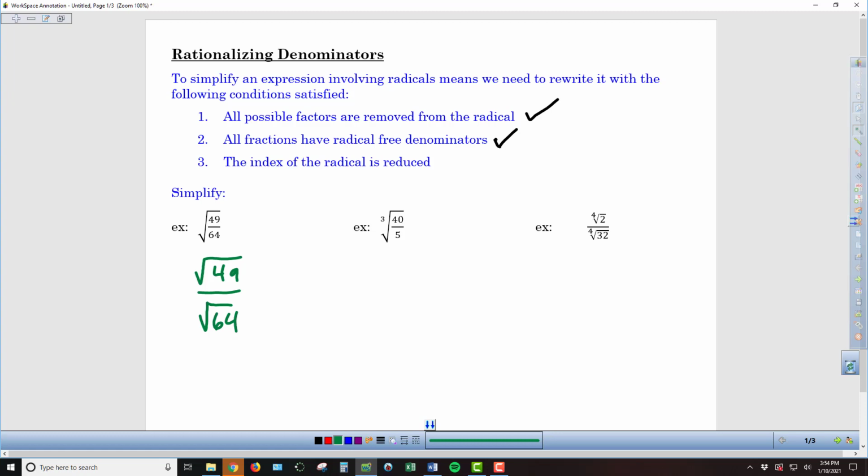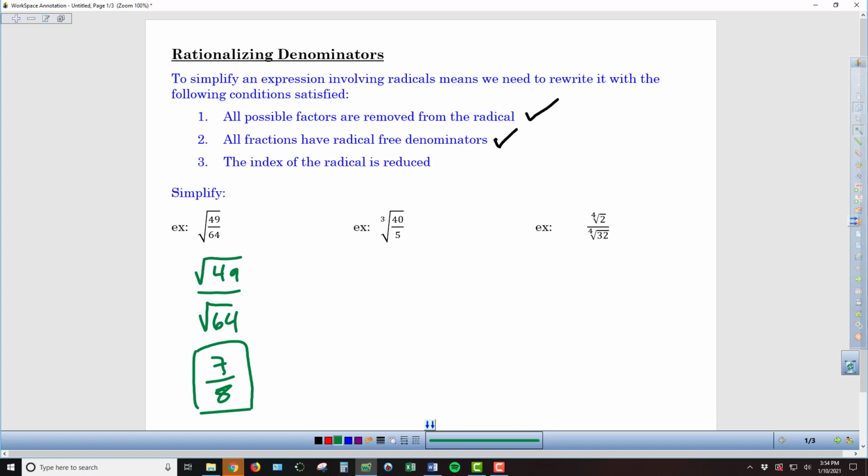On the bottom, the square root of 64 is 8. On the top, the square root of 49 is 7. And so we get an answer of 7/8. So we were able to take care of the square root in the denominator in that case.